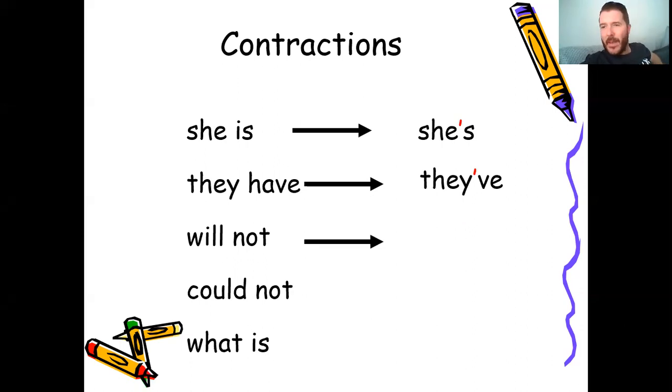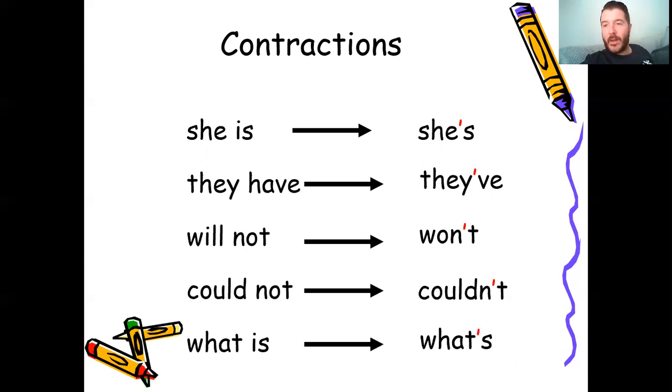Will not. Now, this one's a bit of a funny one because we don't say willn't, we say won't. So this is one where lots of the letters actually change. Just one to remember. Could not. Couldn't. Got rid of the o. Squash the word together. What is. What's.